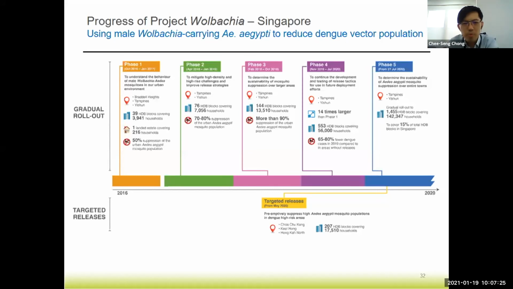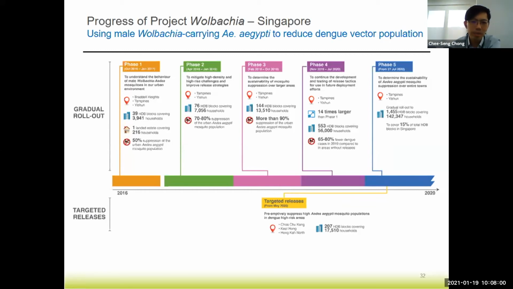I hope that gives you a brief overview of our program that we're running here at the moment. So we started off the journey of Project Wolbachia quite a while ago, I think 2012, when we started the laboratory assessment, the risk assessment and so on. And we only started our first release in 2016, about 4 or 5 years ago, really to understand the behavior of our male mosquito in our environment. In particular, we really want to know how high they can fly in our very high-rise setting.